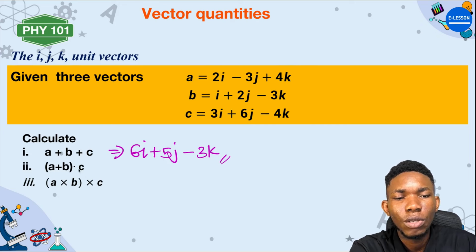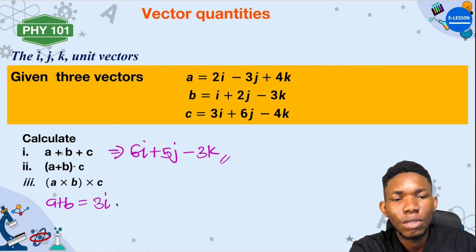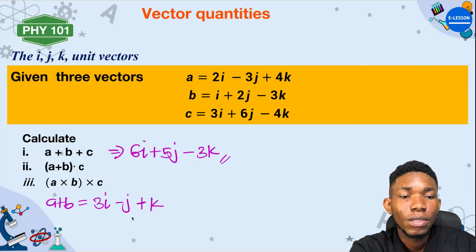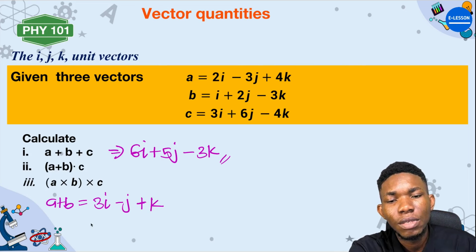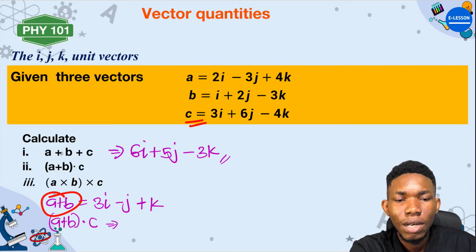Now, we have A plus B dot C. So first of all, we need to look for A plus B. Addition of these two, 2i plus i will give us what? 3i. Minus 3j plus 2j will give us what? Minus j. 4k minus 3k will give us what, my dear student? Plus k. Is that okay? 4k plus minus 3k will give us plus k. Now, my dear student, what we are now going to do is this A plus B, we are now going to find A plus B dot C. That means the dot product of this, what we just calculated here, and what? C. So let's take it up here.